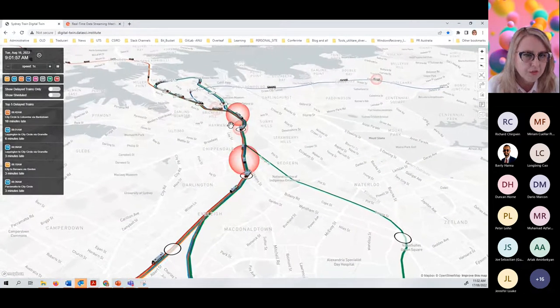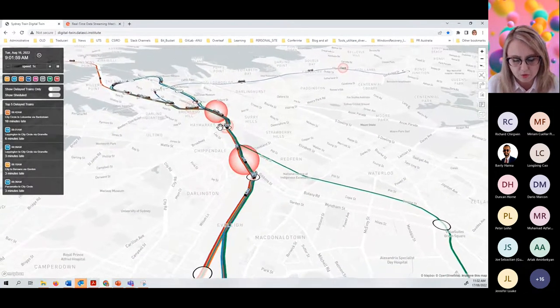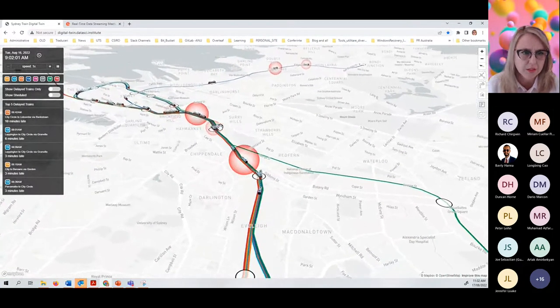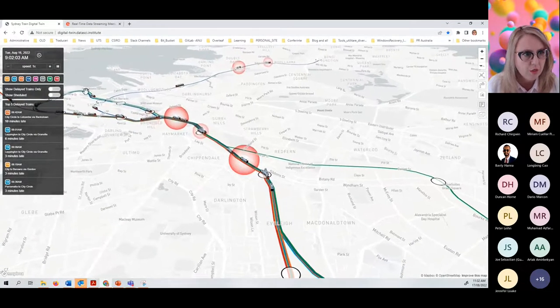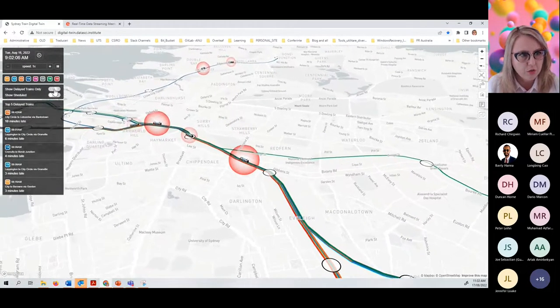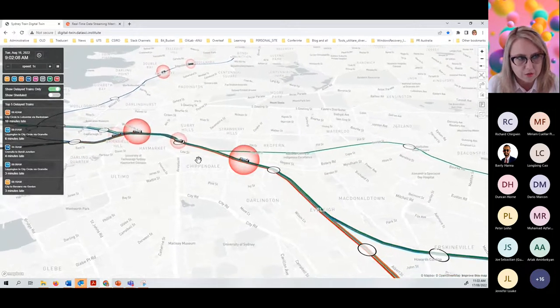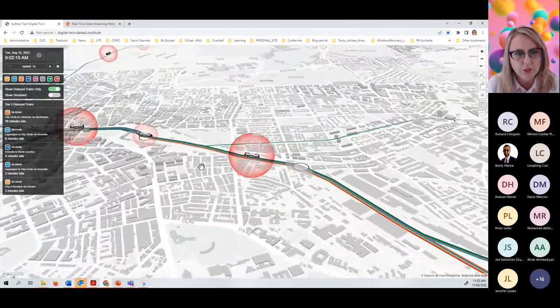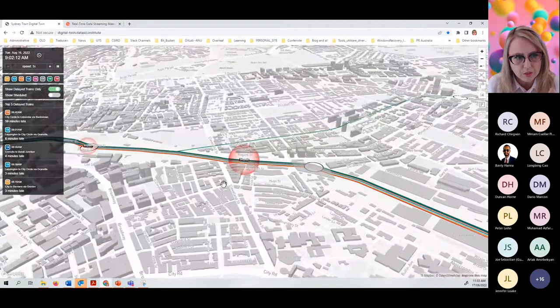If the interface gets too much, because when you have a lot of entities moving it can be overwhelming and hard to digest, we can actually just look at only the delayed trains. So we can filter only those trains with issues, I would say.